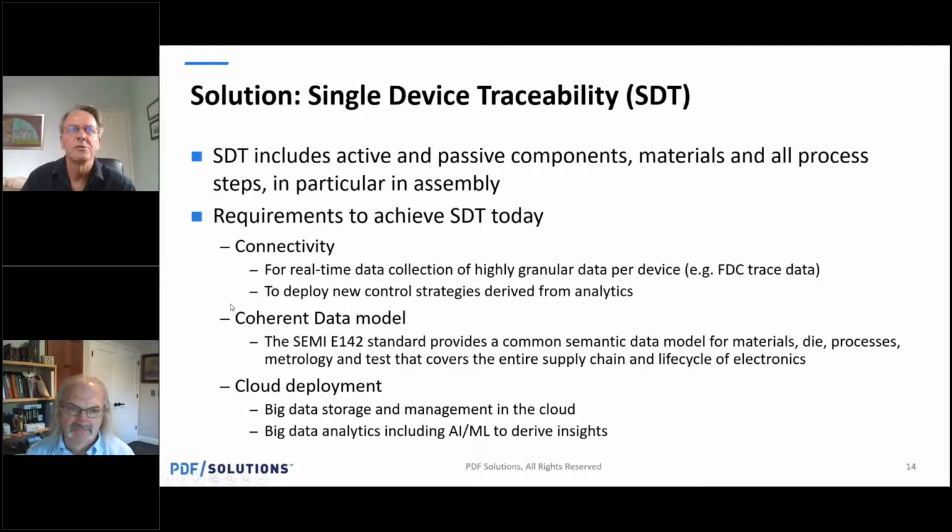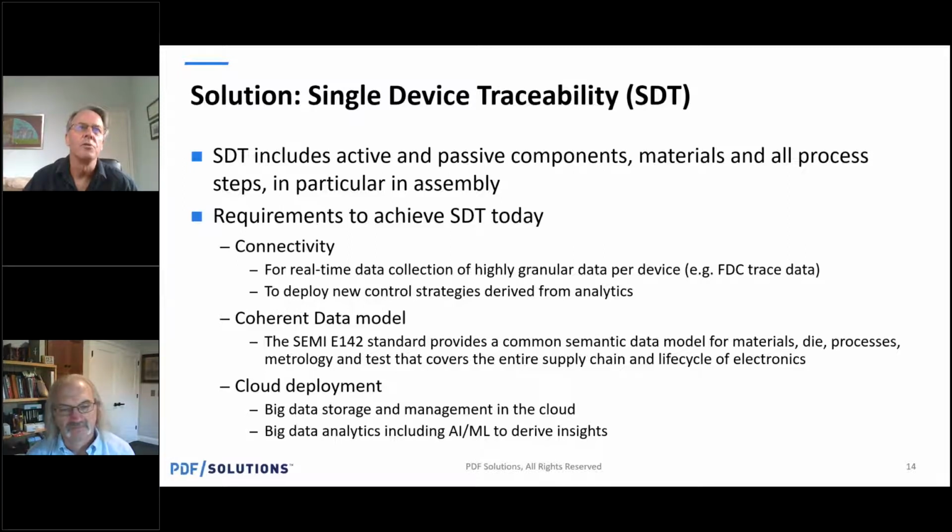So next slide, please. We're now into the solution space. Let me remind you of the definition we had of traceability from the beginning, which says that it is fully inclusive of traceability with active and passive components, materials, and all the process steps, in particular assembly. So bearing that in mind, what do you have to do to get this traceability in place? Well, it comes down to the 3 C's.